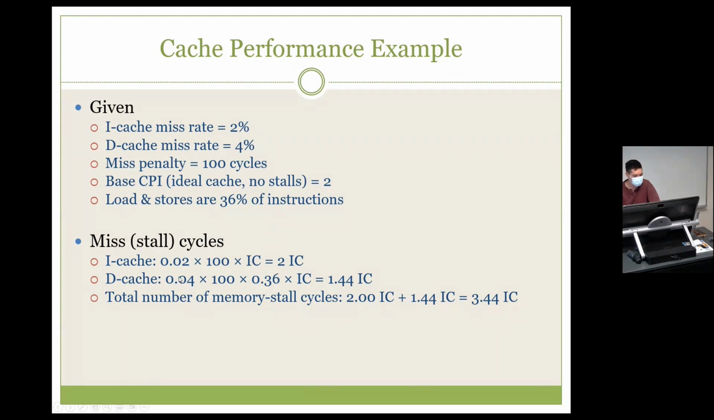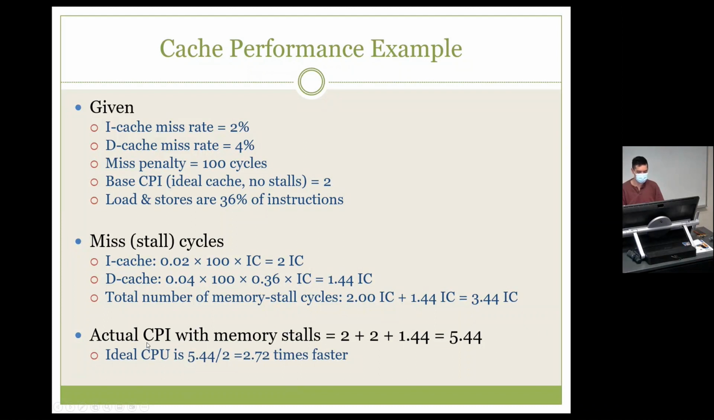And then for the data cache, this is my data cache miss rate. My penalty is the same, but I don't access the data cache for every instruction. I only access it for 36% of instructions. So this is the total number of memory stall cycles. So then we can add them together. So we get 3.44 times instruction count as our stalled cycles.